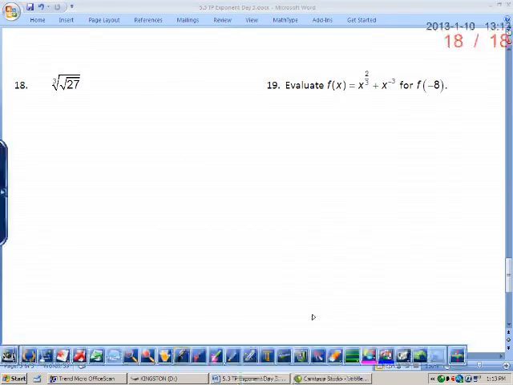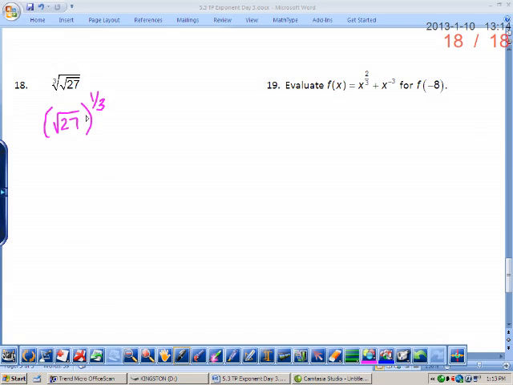The cube root of the square root of 27. All right. So I want to try and get this simplified a little bit. Do I know the square root of 27? No. How could I maybe rewrite the cube root of all of this to help me? To the 1/3 power. Good.